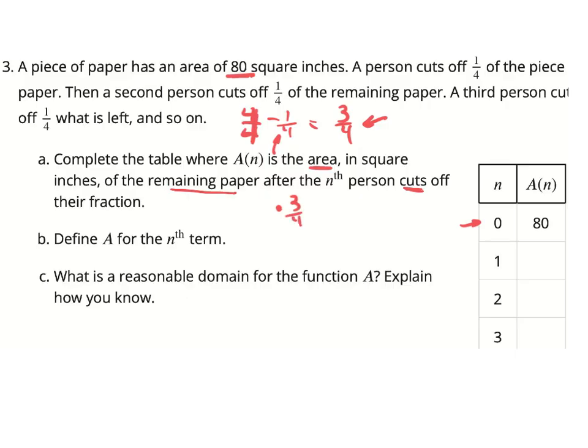So they want an explicit definition. So we start with our first number, 80 times 3/4 to the n power, as long as n is greater than or equal to 0. So let's write n greater than or equal to 0. If n was greater than or equal to 1, we would have had n minus 1 as the exponent, but this is good. I like explicit definitions when we start at 0. And now that you've got the equation, you put it into the calculator and you put in the terms.